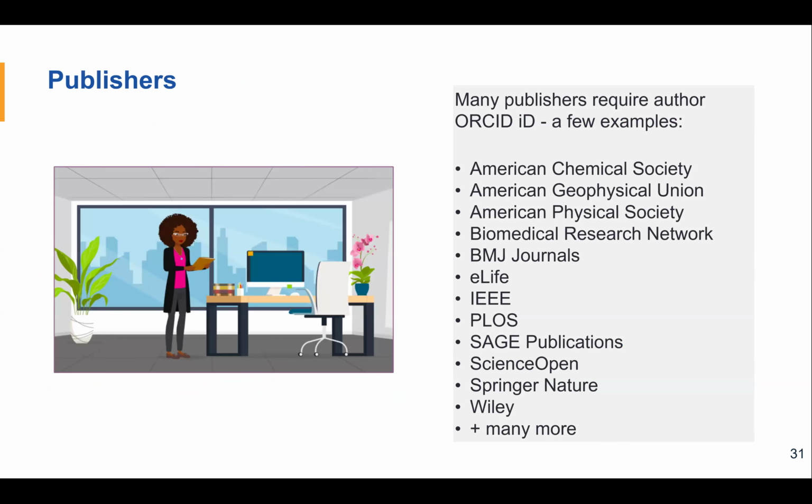Now, let's move a little bit from funders to publishers. Publishers do the same basic thing. Many of you already know that publishers often require or ask for your ORCID ID when you submit a manuscript. And publishers have been doing this even longer than funders. These are just a few of the publishers that are using ORCID, like American Chemical Society, BMJ Journals, IEEE, and Springer Nature.